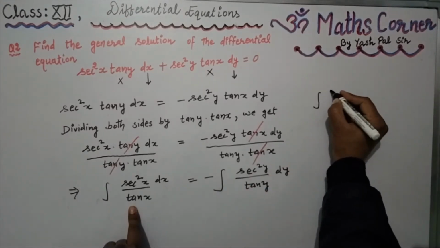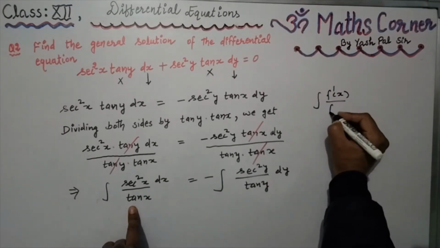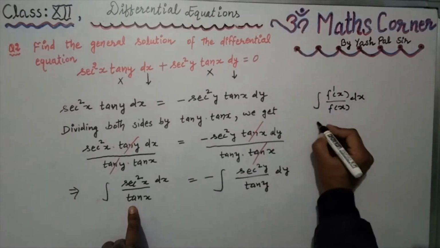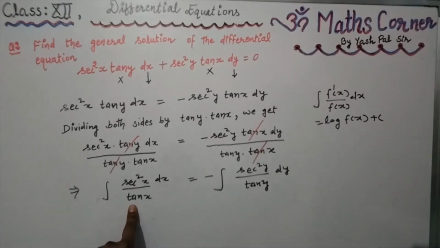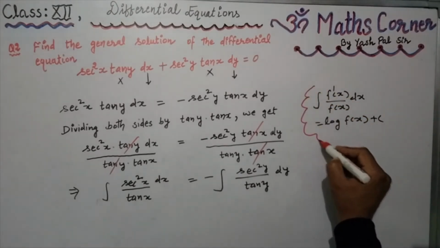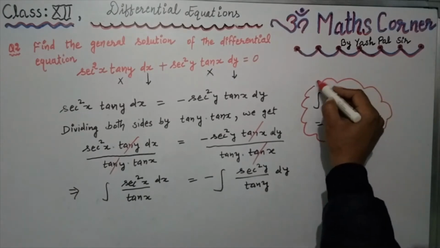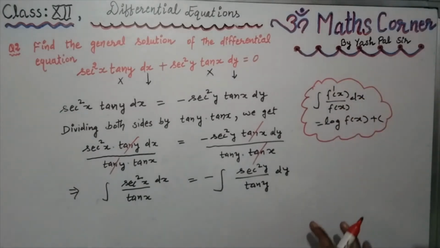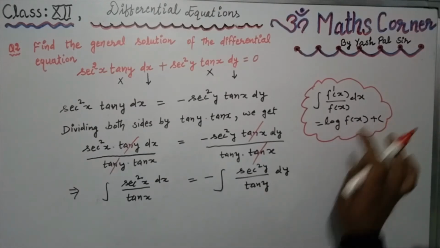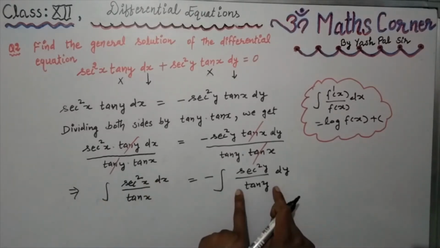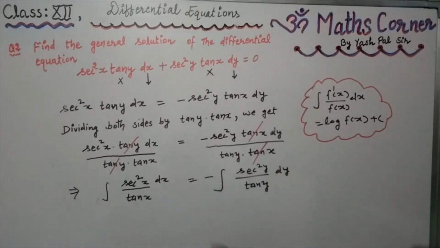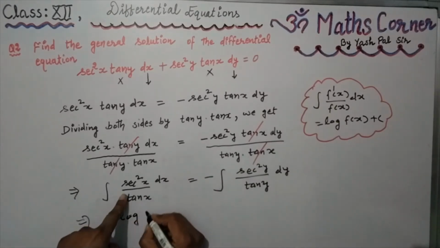Now we remember one rule. The rule is: integration of f dash x divided by f of x into dx is equal to log of f of x plus c. That is, if the numerator is exactly the derivative of the denominator f of x, whose derivative is f dash x, then we write log of the denominator plus c. The same thing is happening here. Tangent x, its derivative is secant square x. Tangent y, its derivative is secant square y. So according to this rule, we write the same thing.